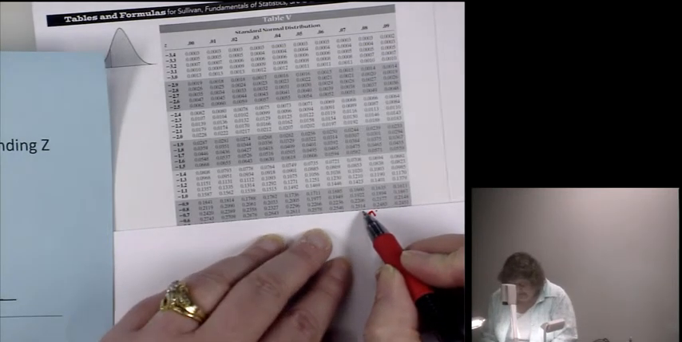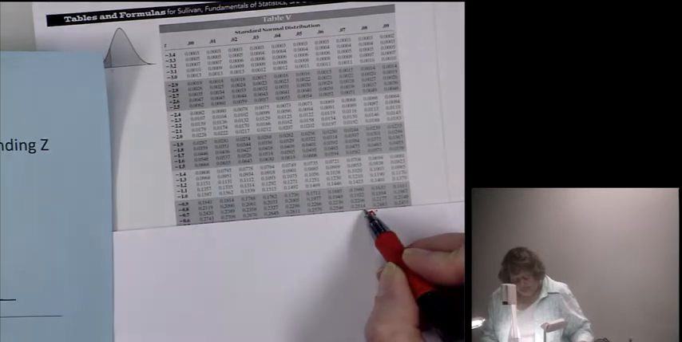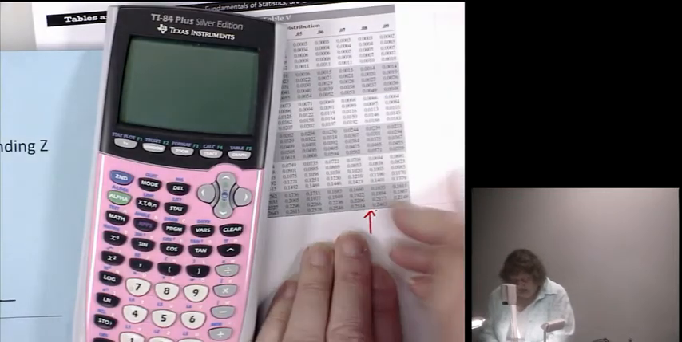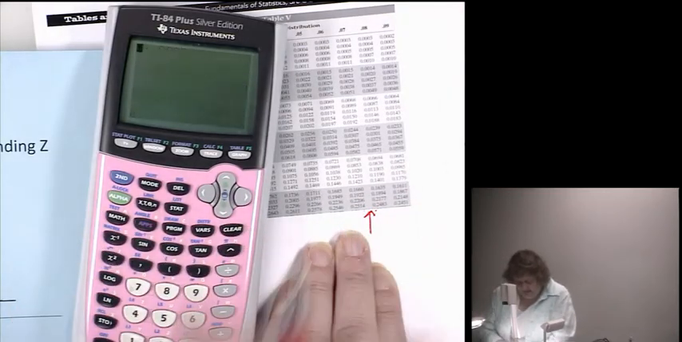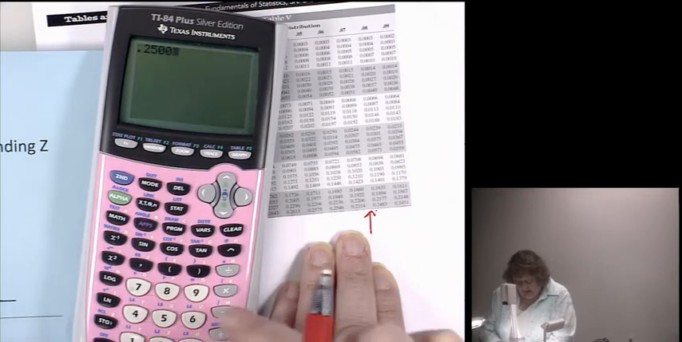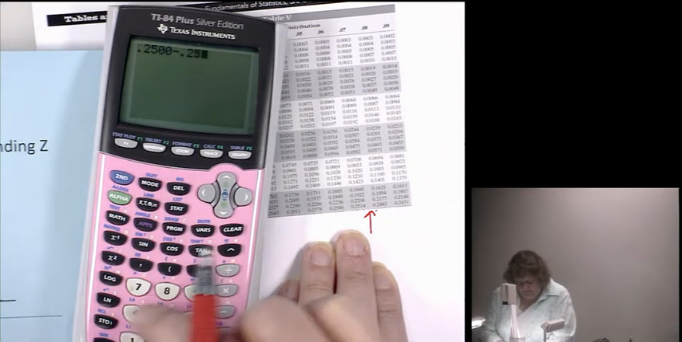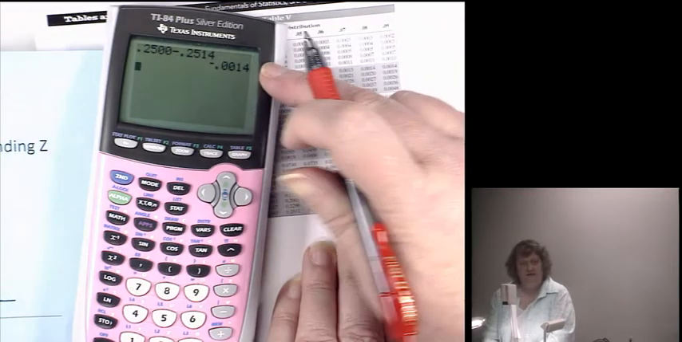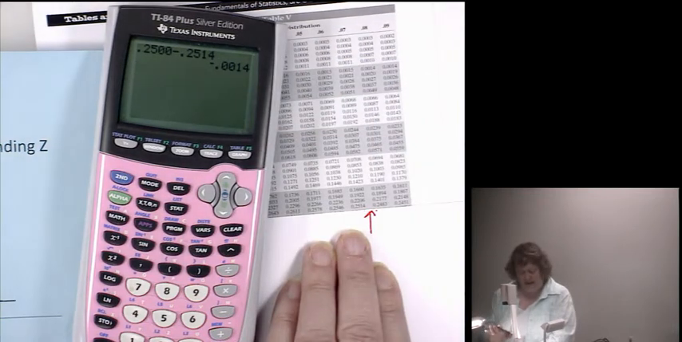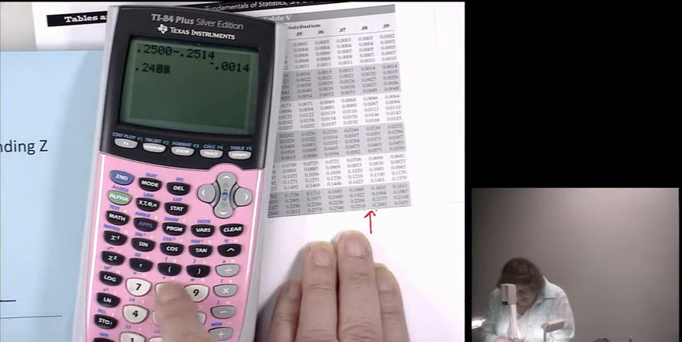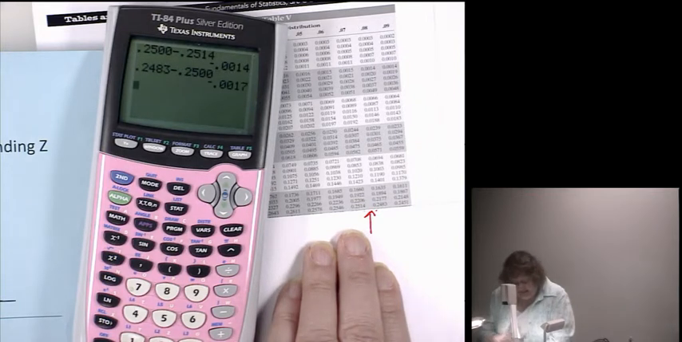Well, 2514 from 2500. Well, let's just take that calculator out. 0.2500 minus 0.2514. Well, that's a difference of 14. Ignore the decimal places. It's just a difference of 14. And the other one is 0.2483 minus 0.2500. It's a difference of 17. Well, the closest one then is the 2514.